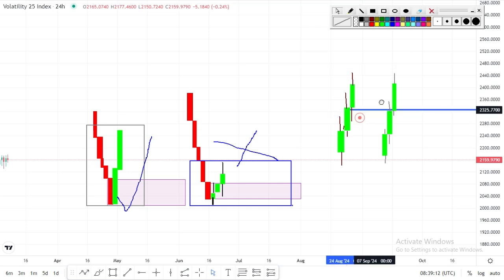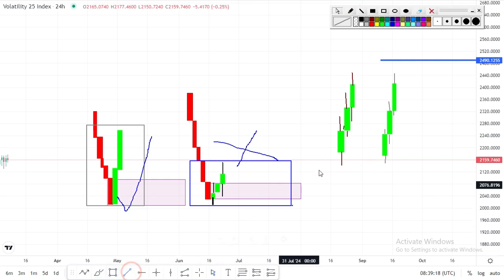But look at this one here. Pay close attention to what happened here. Where is the wick of this one? If you pay close attention to this particular first candle, the wick stopped here.